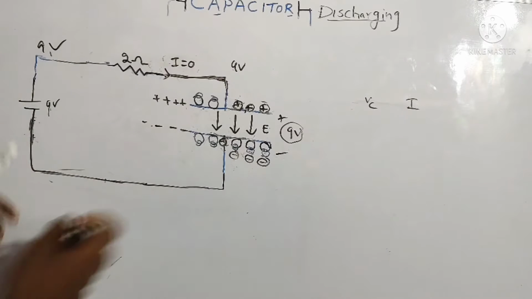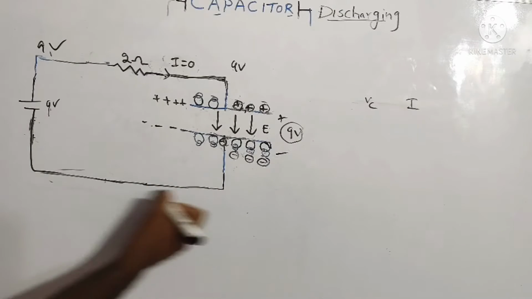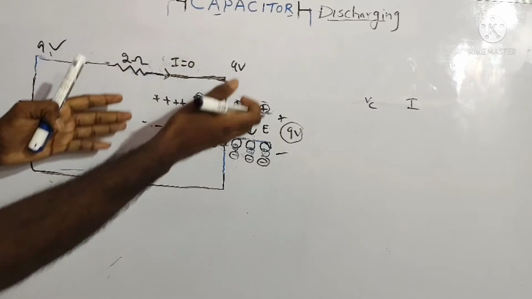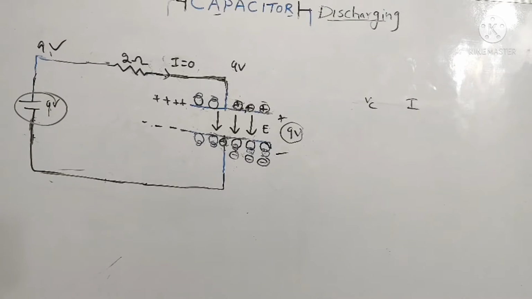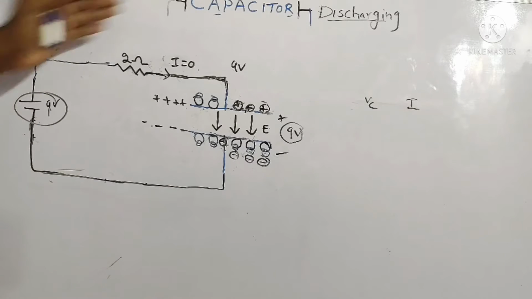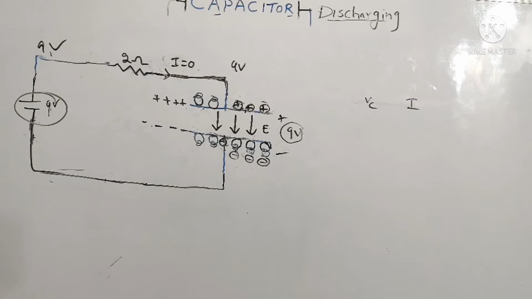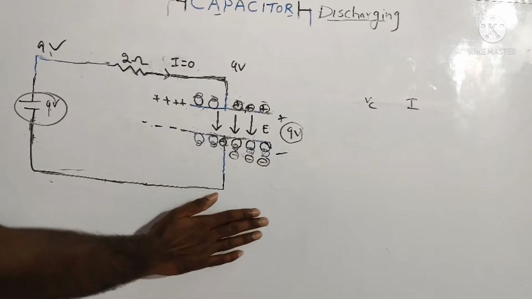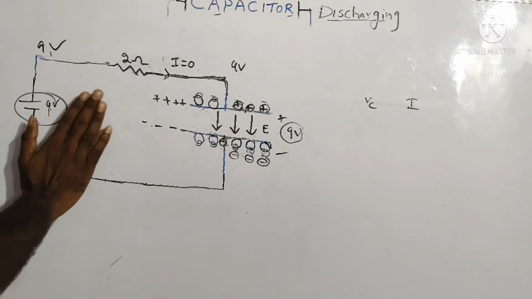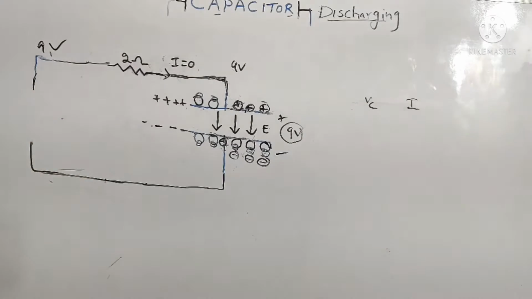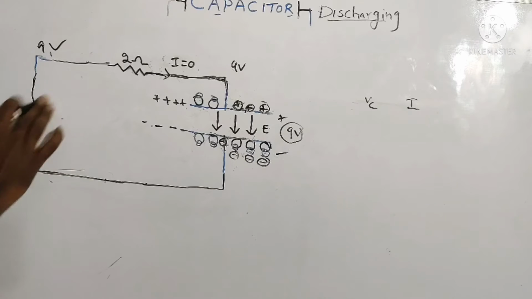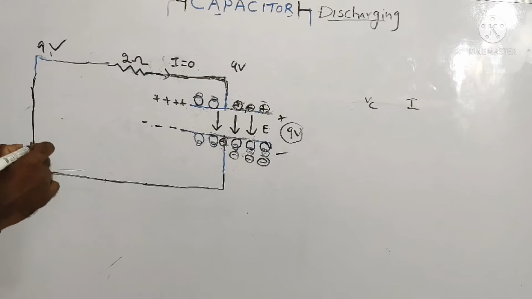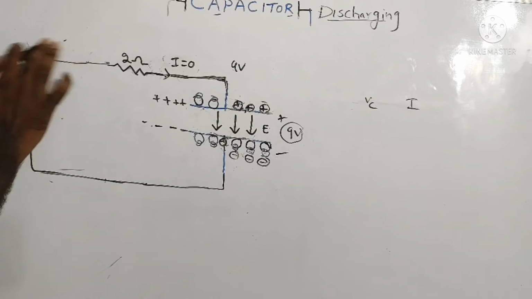So now what happens is that these electrons always tend to come to their original position and try to balance, but this 9 volt source is preventing these electrons from going to their original positions. So now in discharging, what I'm going to do is remove this guy, and I'm short circuiting this thing.